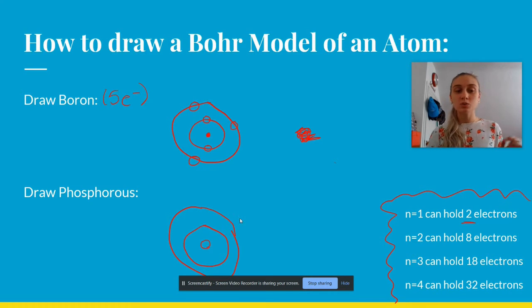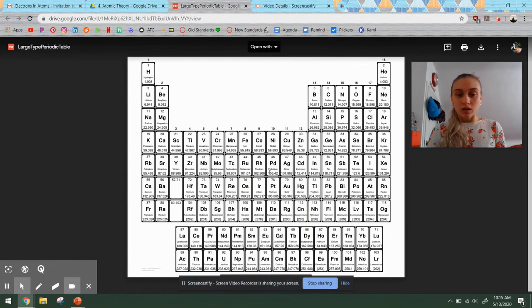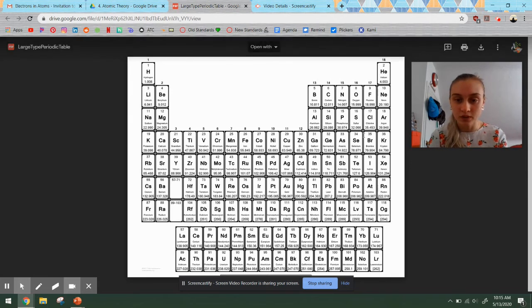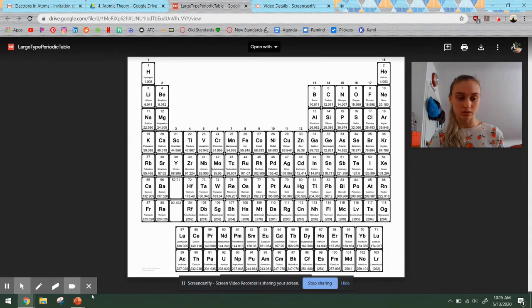Since we don't know phosphorus's atomic number offhand, we don't know how many protons and electrons it has, so we're going to go back to the periodic table and take a look. Let's find phosphorus. Okay, phosphorus is right here. Its atomic number is 15. That means it has 15 protons, and because we're assuming this is neutral, it also has 15 electrons. So we're going to put 15 electrons on our circles.